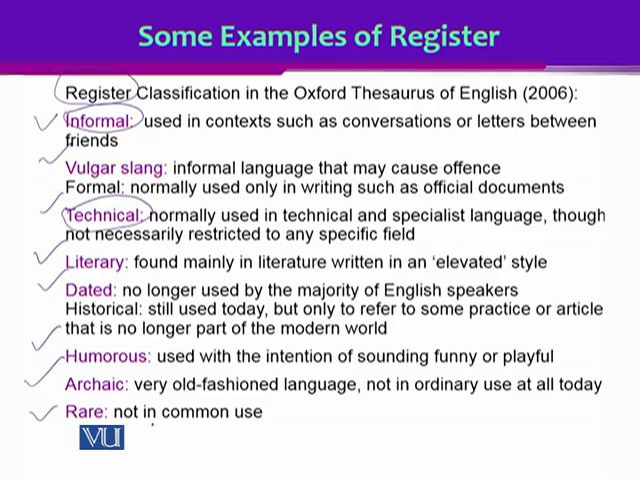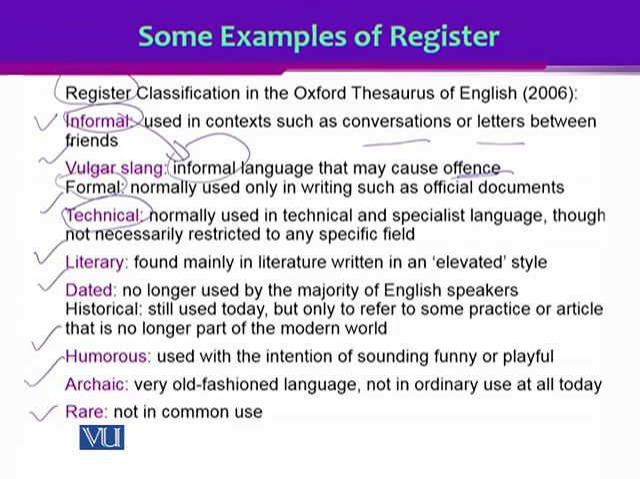Quickly going through them, informal means used in contexts such as conversations or letters between friends, where the relationship is informal. Secondly, vulgar slang, that is informal language. Again, it shares something here that may cause offense, where the purpose is not to please the other person, rather it is offensive. Then, formal.